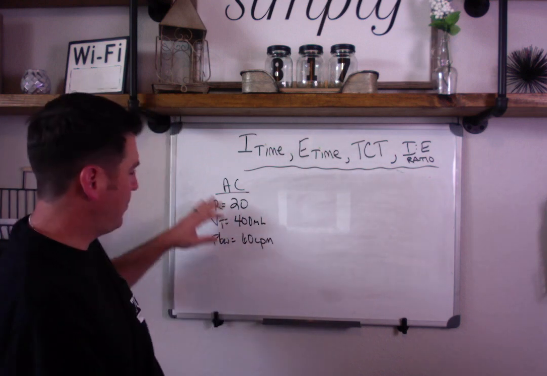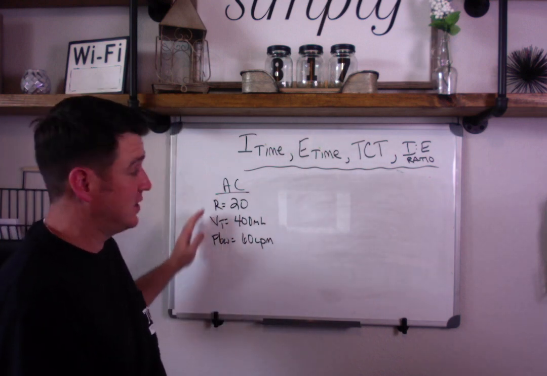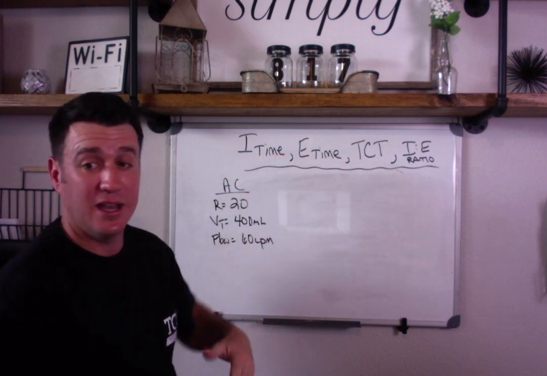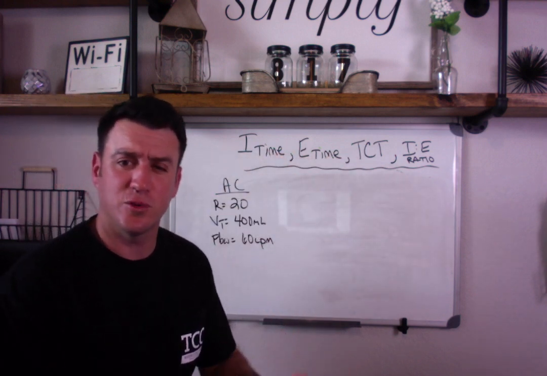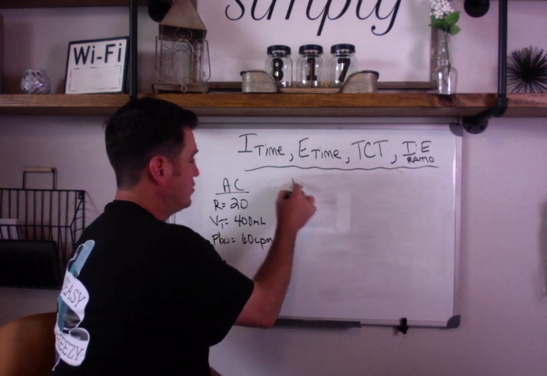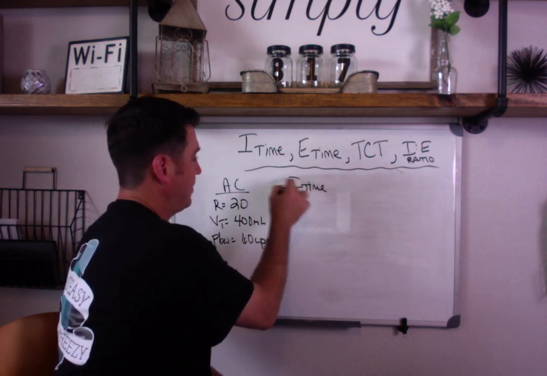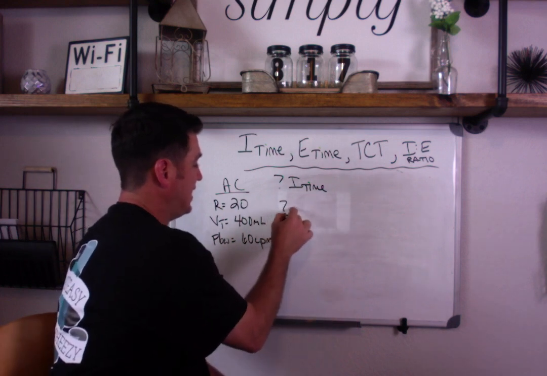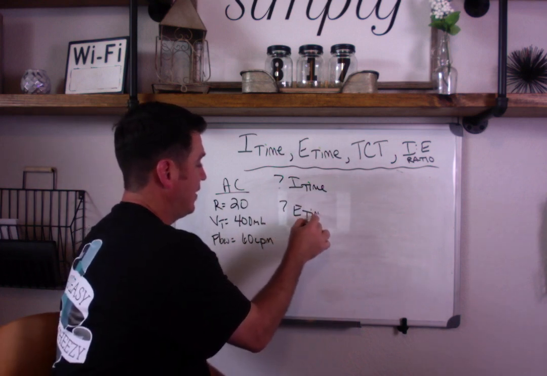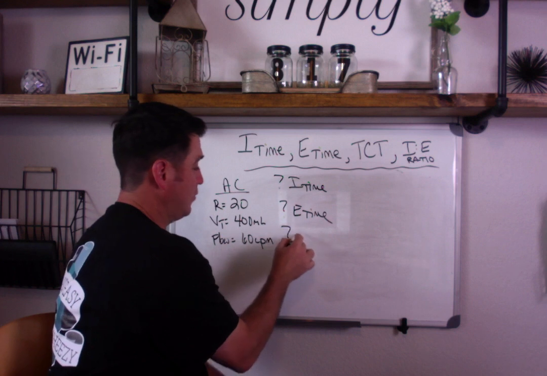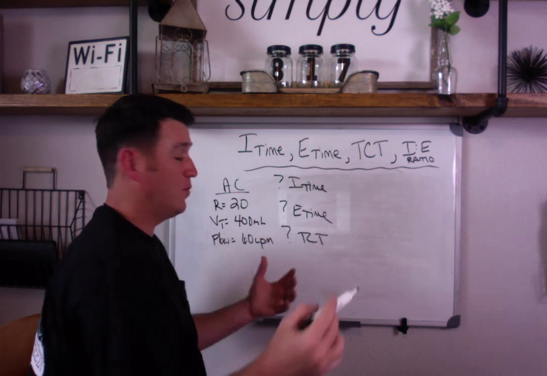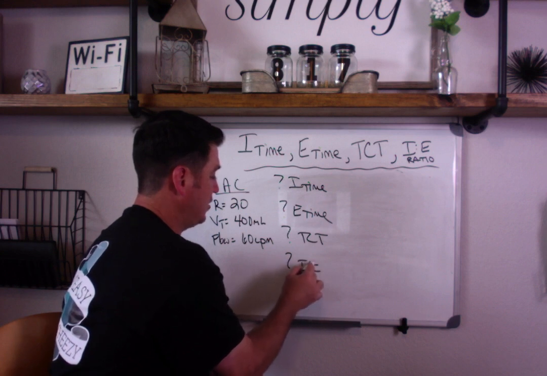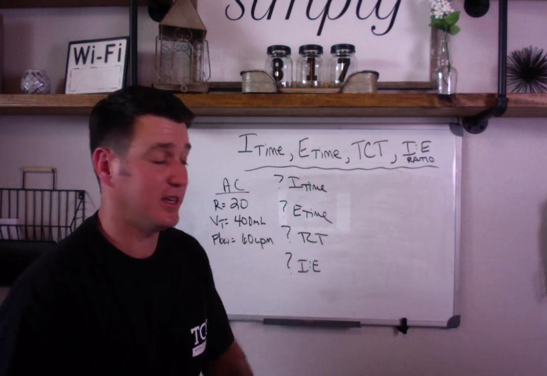Okay? So these are our basic settings that are going to come into this conversation, talking about I time, E time, total cycle time, I to E ratio, okay? So the first question is, what is our I time? So if we say I time, question mark, we got to calculate it. If I say E time, we got to calculate it. If I say what's our total cycle time, we have to calculate it. If I say what's our I to E ratio, we have to calculate it, okay?